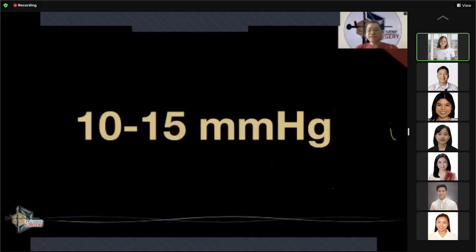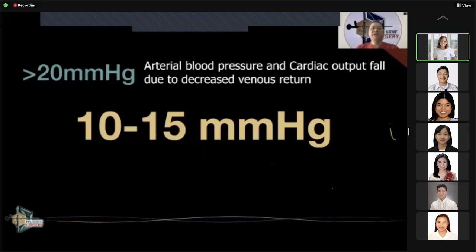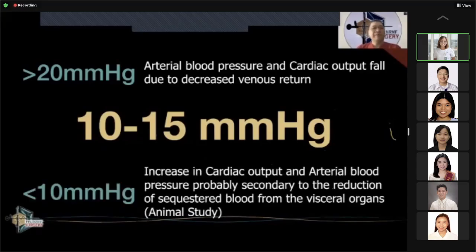So this is the standard pressure that we use, 10 to 15 millimeters mercury. Most of the time, we maintain the pressure around 12 millimeters mercury. Again, for patients with a cardiac problem, you put the pressure at 8.